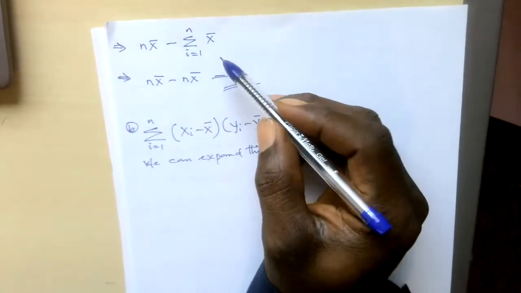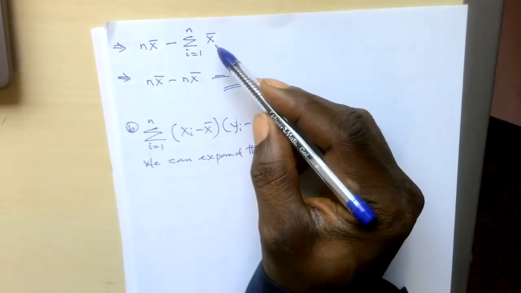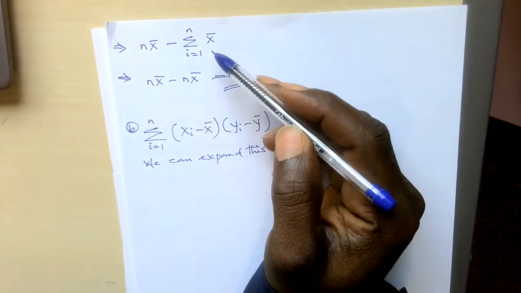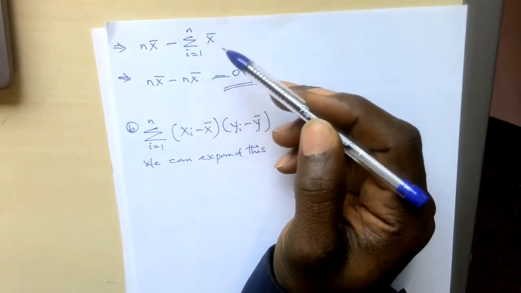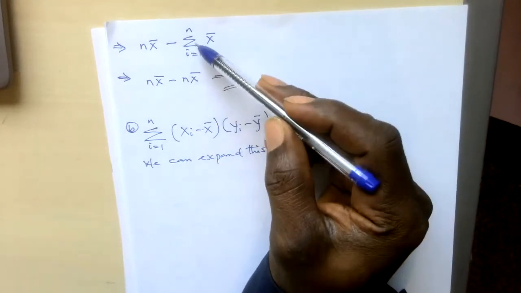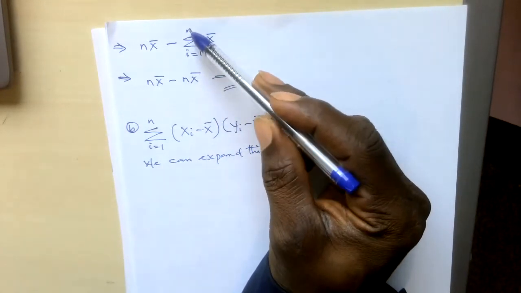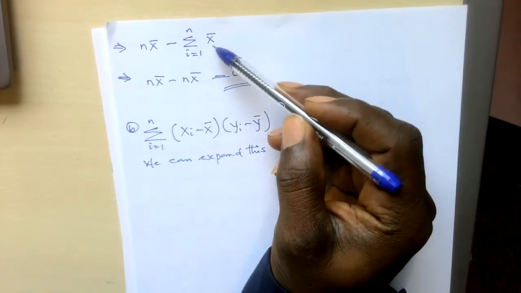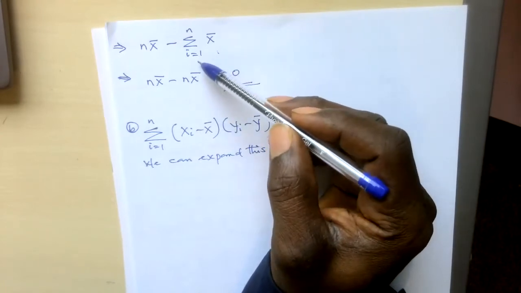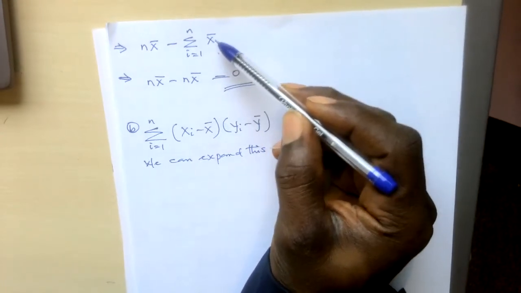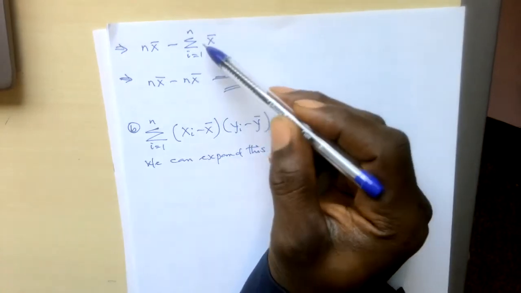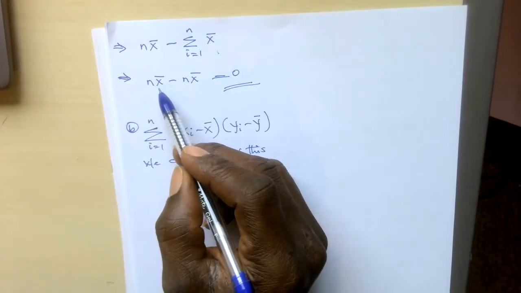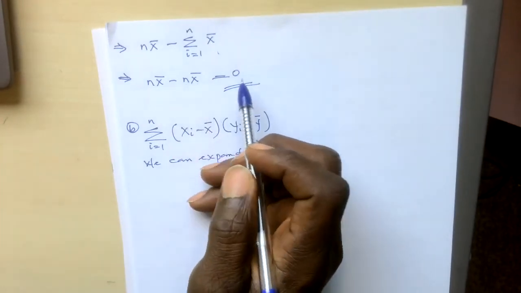So more like a constant, right? But this is not exactly a constant because it changes as the sample size changes, so the mean changes, right? But because it's not a function of i, there's no i here, right? So it now becomes n x bar minus n x bar, which is equal to 0.